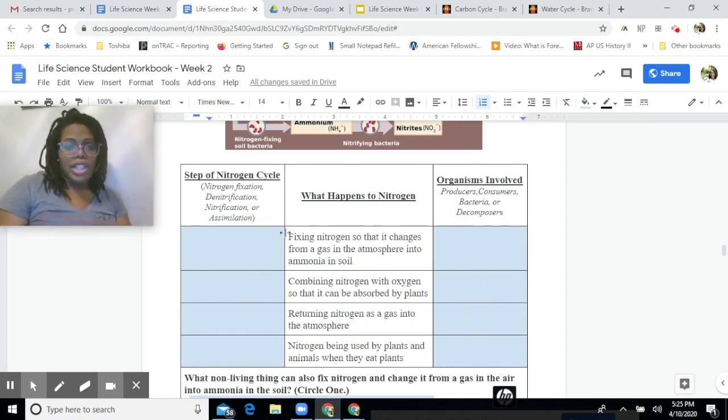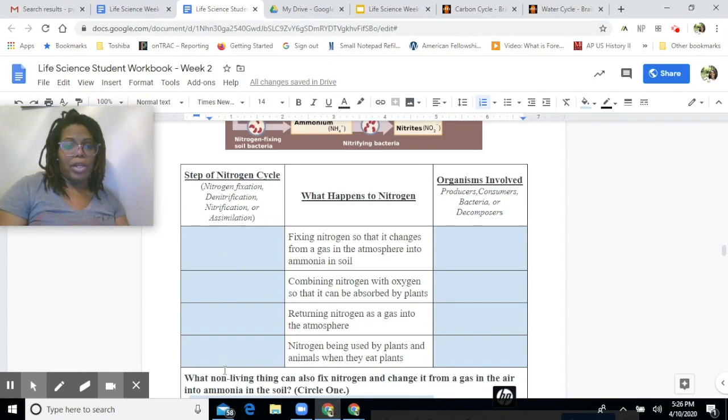All right. So this one says it's fixing nitrogen so that it changes from a gas in the atmosphere into ammonia in the soil, combining nitrogen with oxygen so it can be absorbed by plants, returning nitrogen as a gas into the atmosphere, or nitrogen being used by plants and animals when they eat plants.